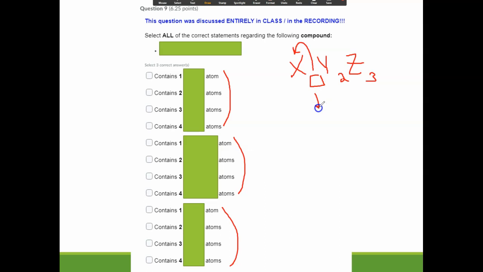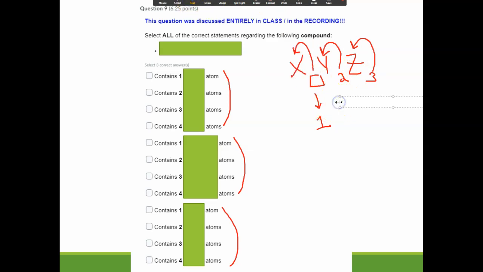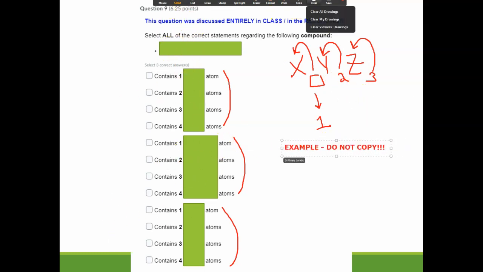This actually means 1. This 2 following this would mean there were 2. And this 3 following this would mean that there are 3 Z's. So 1 X, 2 Y's, 3 Z's. Again, this is just an example. Do not copy this. All right, so go ahead and pause the video and answer this question and then continue playing when you are ready.